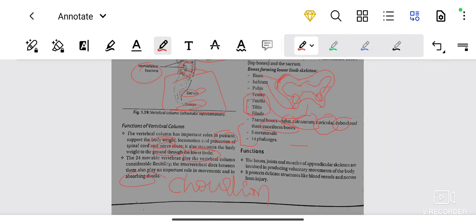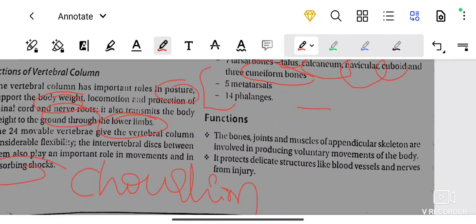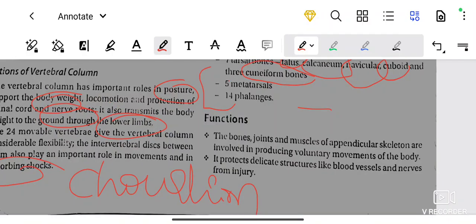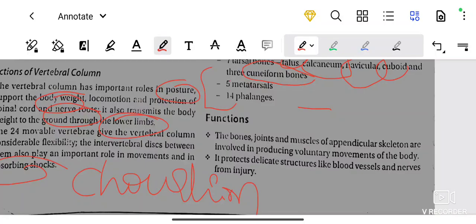The functions of the appendicular skeleton: the bones, joints, and muscles of the appendicular skeleton are involved in producing voluntary movements of the body. It also protects delicate structures like blood vessels and nerves from injury.